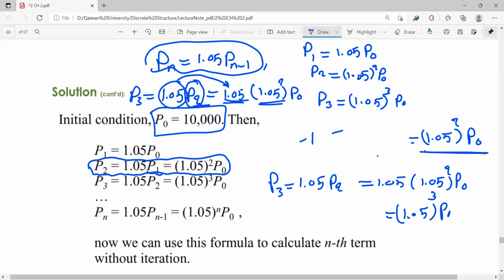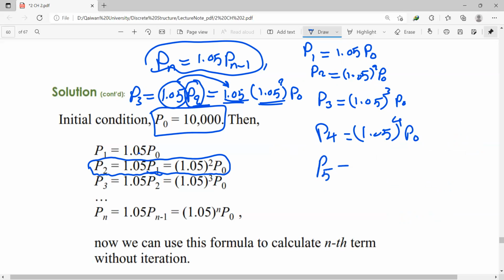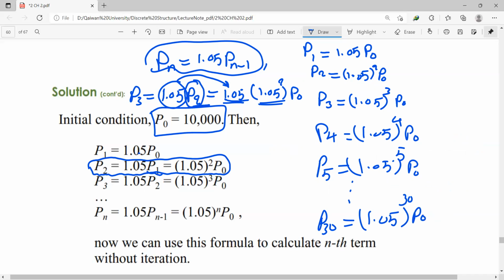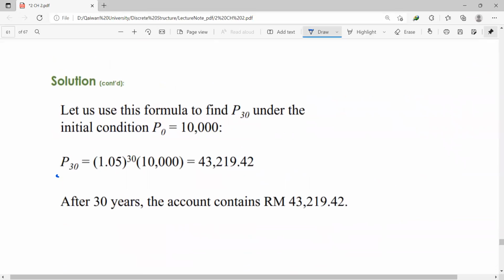So how about the fourth term? For the fourth term, P4 is 1.05 to the power 4 P naught. P5 equals 1.05 to the power 5 P naught. How about P30? P30 equals 1.05 to the power 30 P naught. We should find P30. P30 is 1.05 to the power 30 times P naught.